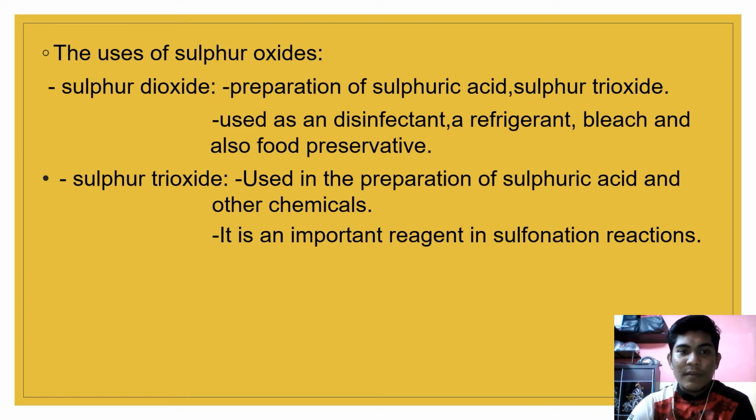The use of sulfur oxide. Sulfur dioxide is used in preparation of sulfuric acid and sulfur trioxide. It is also used as a disinfectant, a refrigerant, bleach, and also food preservative. Sulfur trioxide is used in the preparation of sulfuric acid and also other chemicals. It is an important reagent in sulfonation reaction.